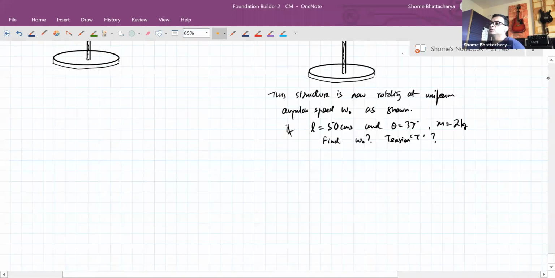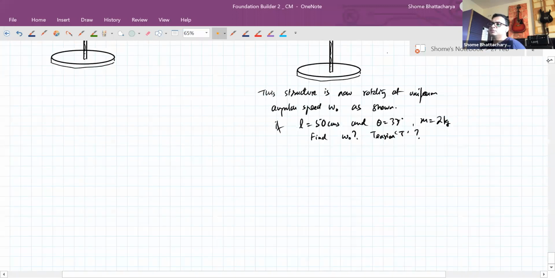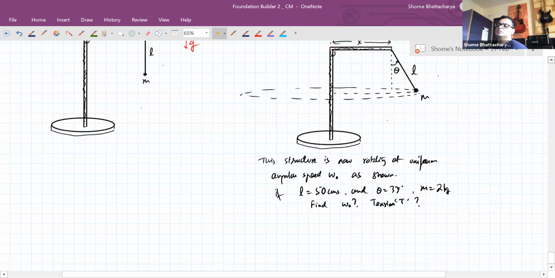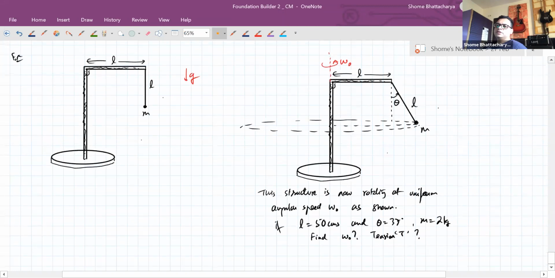So what I would suggest you can do in the question is make the free body diagram of the particle in the frame of this structure, that is in the rotating frame. So with respect to that frame, that particle will be at rest, but there will be centrifugal force acting on it.